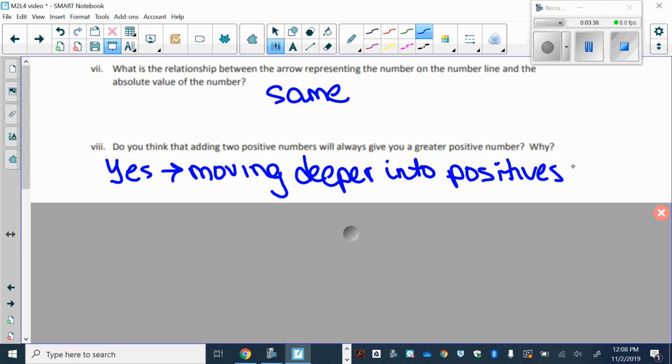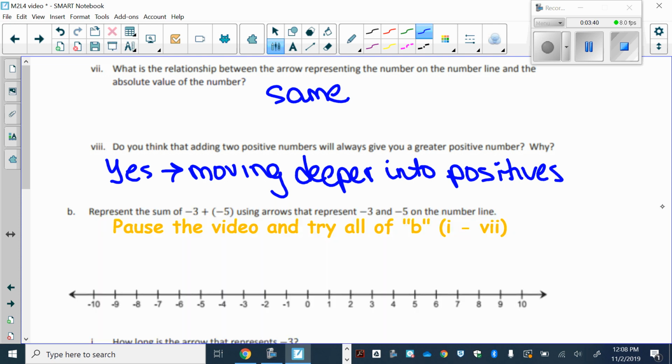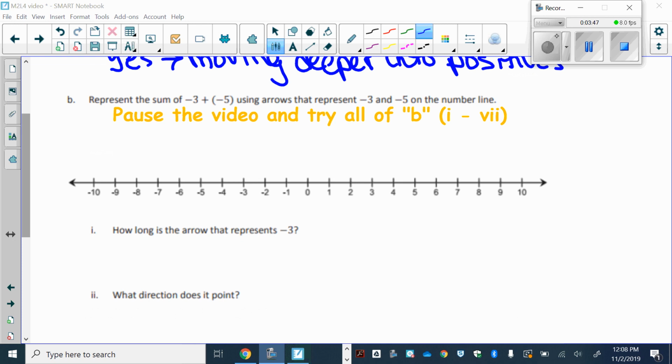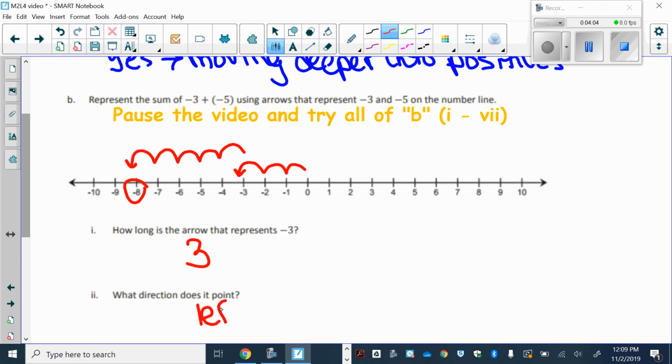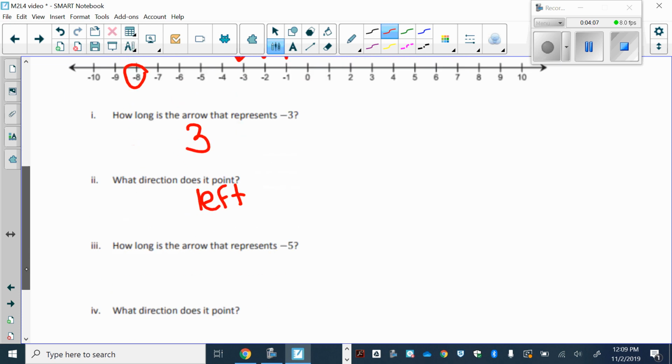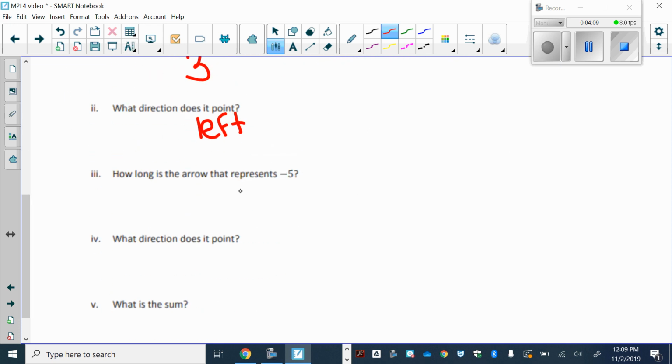All right, so pause the video and try all of B. This brings you to the next page. So negative 3, 1, 2, 3, negative 5, 1, 2, 3, 4, 5, and I land at negative 8. How long is the arrow that represents negative 3? It's 3 units to the left. How long is the arrow that represents negative 5? 5 units to the left.